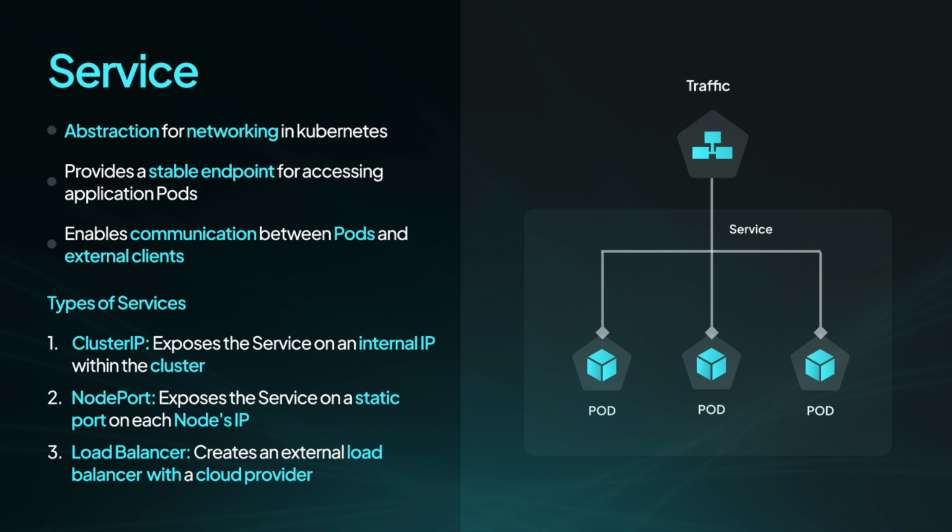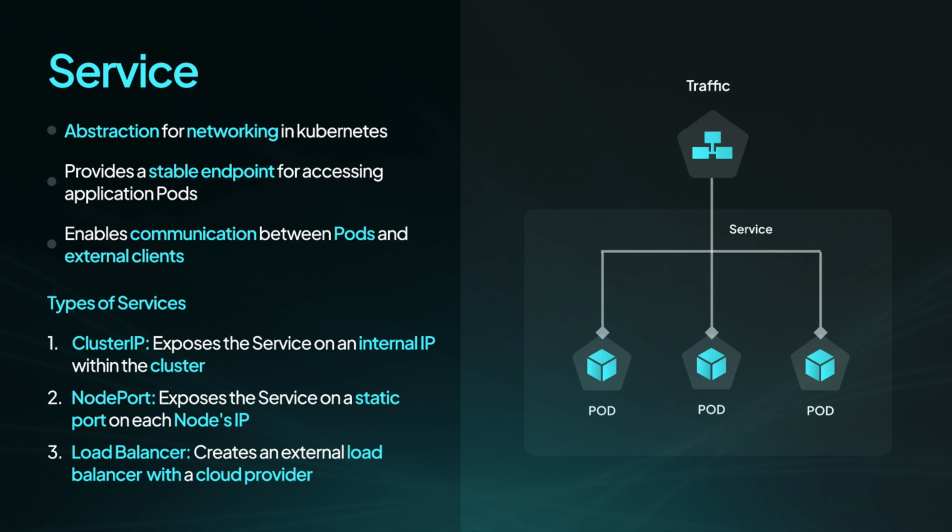As you see in the diagram, traffic comes to a service, and the service then intelligently distributes the traffic to one of the underlying pods. This enables communication between the different sets of pods within your cluster and also allows external clients to reach your application without needing to know the individual IP addresses of each pod.